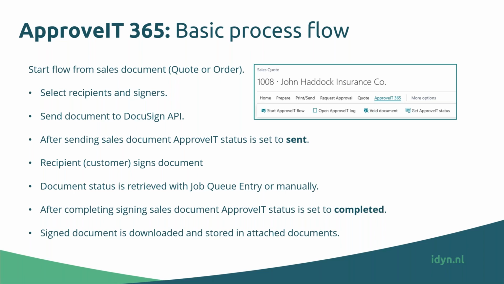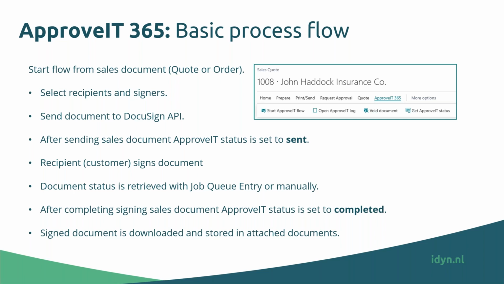So to go over the basic process first, the way we have set it up is we have some options available on the sales quote and sales order where we can start an ApproveIT flow. And when starting that, we need to select who needs to sign the document. The document will also be generated and sent to DocuSign, including the signer, who will also get an email notification to sign the document in DocuSign.